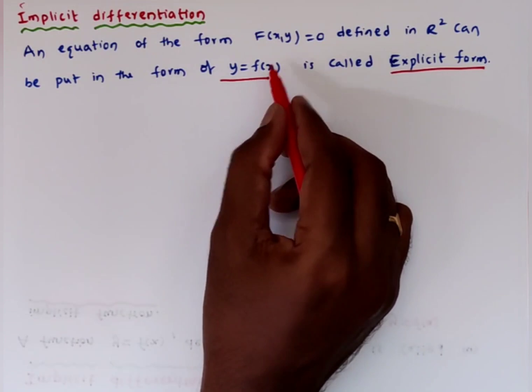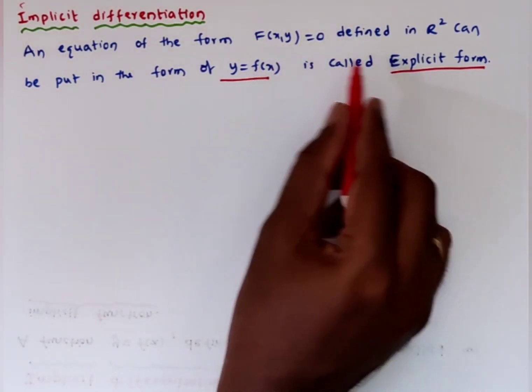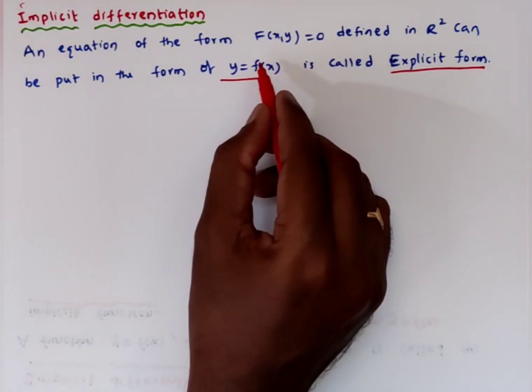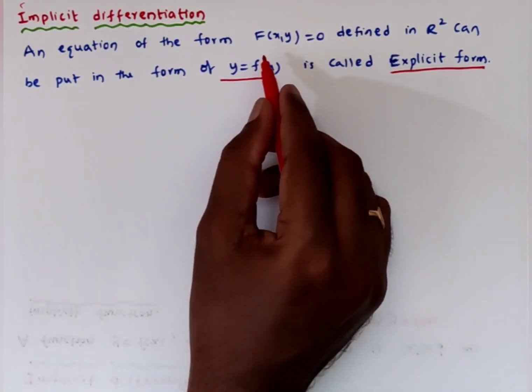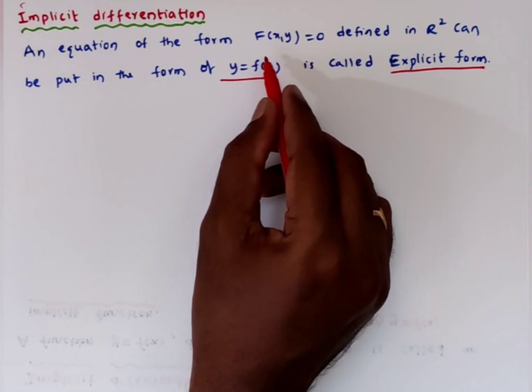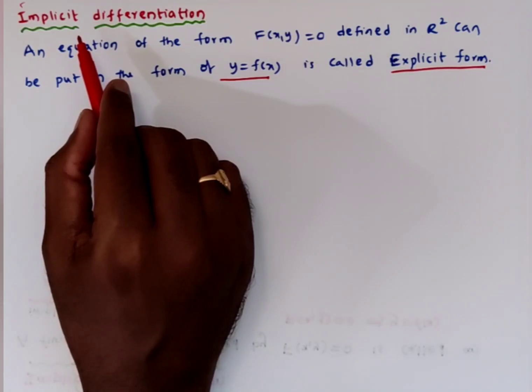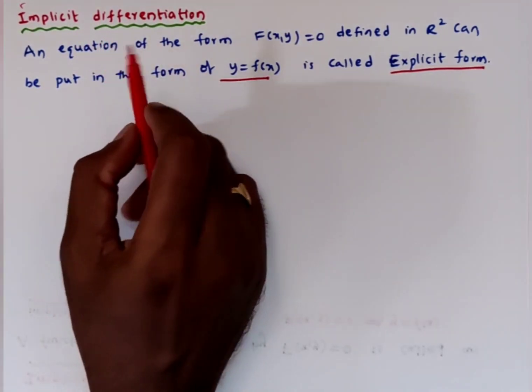Y equal to f of x, if we can convert the equation to this formula, we call it the explicit form. Okay, all the functions we have done so far are explicit forms. Then the function in which y cannot be separated in terms of x is an implicit function. So now we need to apply the derivative for that type of functions.